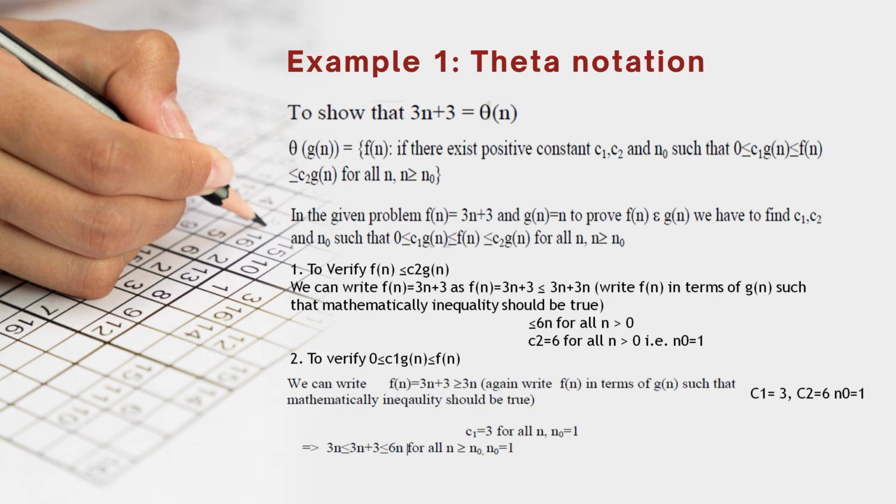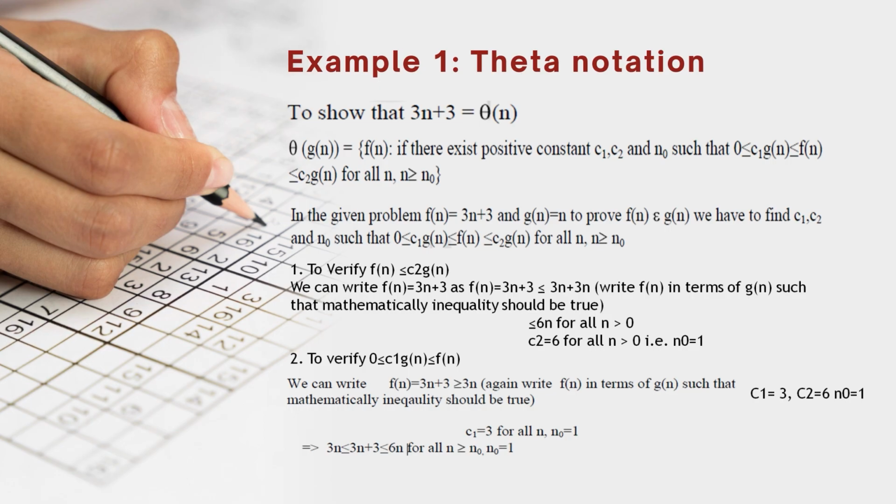So 3n plus 3, that is 6n. So overall you can see 3n plus 3 must be less than or equal to 3n plus 3, that is 6n, and in this case we can get C2 equal to 6 for all n greater than n naught value equal to 1.